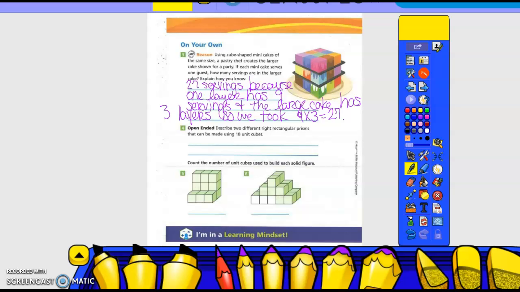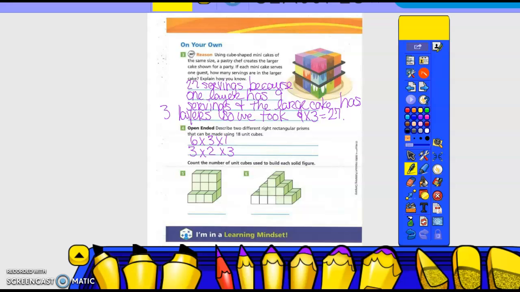Open-ended. Describe 2 different right rectangular prisms that can be made using 18 unit cubes. So what could we do? So what could our dimensions be? 6 as the length and 3 as the width. And then times 1, right? Okay. What's another way? Could we break this 6 apart? Yeah. What could we break it into? 3 times 2 times 3, right? And then one of those new ones replaced our 1, right?